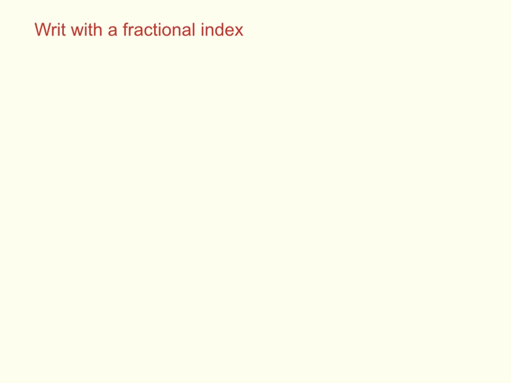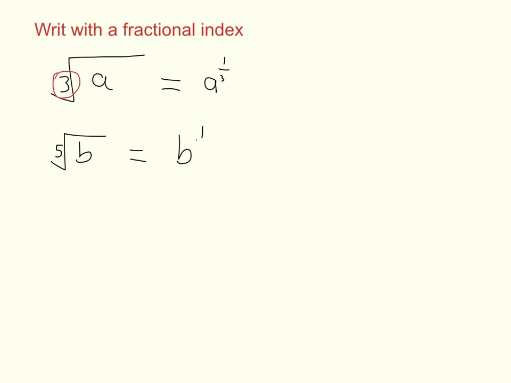Let's say we want to go the other way. Let's say I want to write something like this, the cube root of a with a fractional index. Okay, well, I've got a to the power of 1 over 3. Whatever number is within my root symbol is going to be the denominator of my index. Let's say I've got the fifth root of b. Well, that's just b to the power of 1 over 5.